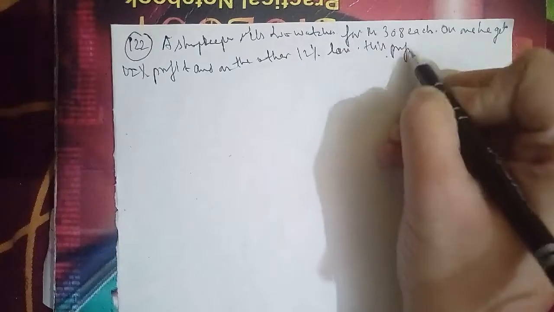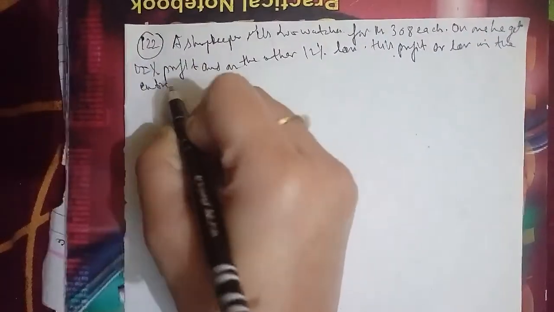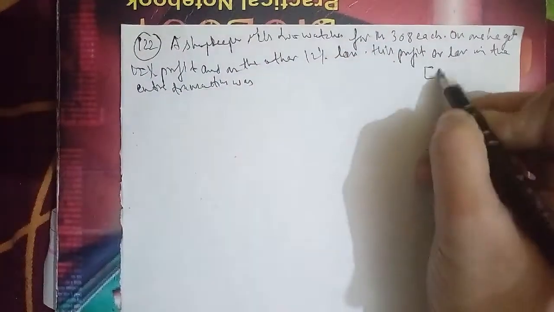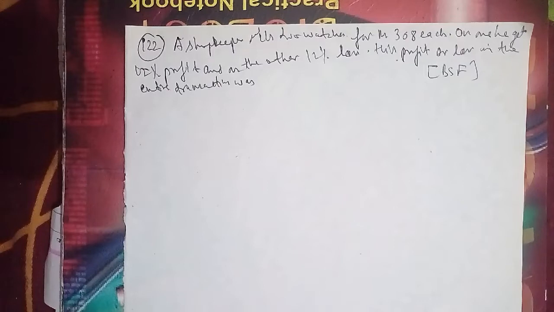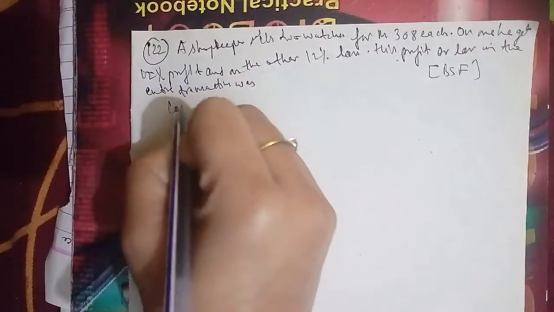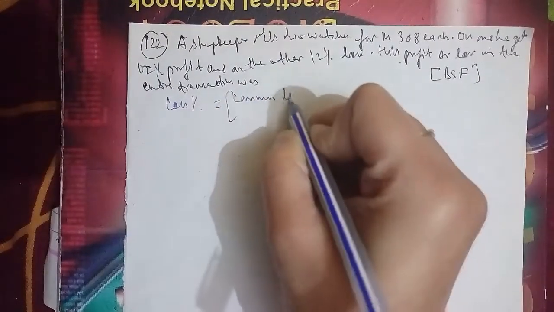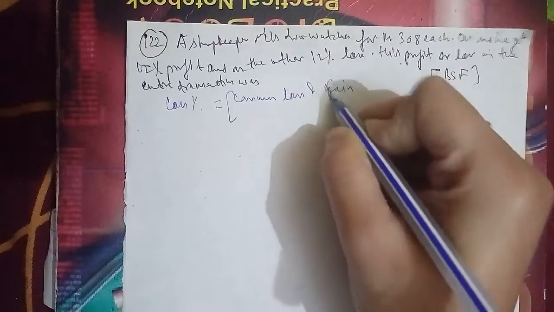Loss percent equals common loss and gain percent squared upon 10, which equals 12 upon 10 squared, which is equal to 36 upon 25, equals 1 11/25% loss, that we get as an answer.